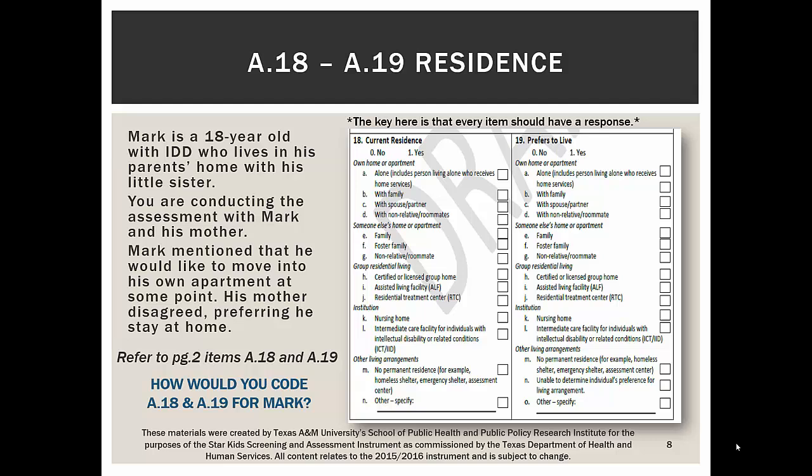So now we're going to look at a few sample questions from the assessment. We're going to look at questions A18 and A19. Mark is an 18-year-old with IDD who lives in his parents' home with his little sister. You're conducting the assessment with Mark and his mother. Mark mentioned that he would like to move into his own apartment at some point. His mother disagreed, preferring that he stay at home. So how would you code A18 and A19 for Mark?